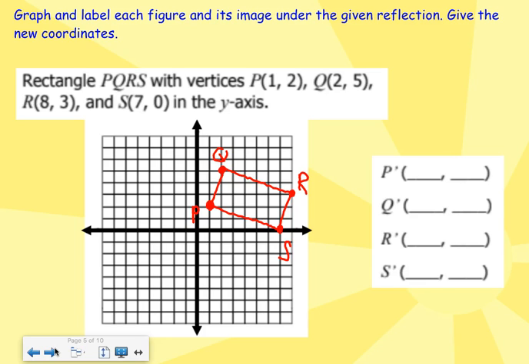Okay, so this time it's the y-axis, so that is our up and down axis. And again, you're just counting how far away each of your points are from that blue line.